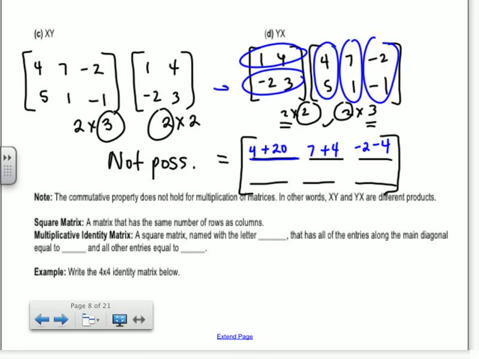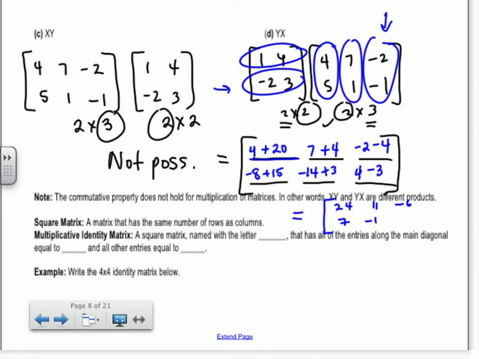Okay, now I'm moving to the second row. Second row, first column, so I have negative 2 times 4 is negative 8, 3 times 5 is 15. Second row, second column, so negative 2 times 7 is negative 14, 3 times 1 is 3. And then second row, third column, so negative 2 times negative 2 is 4, 3 times negative 1 is negative 3.